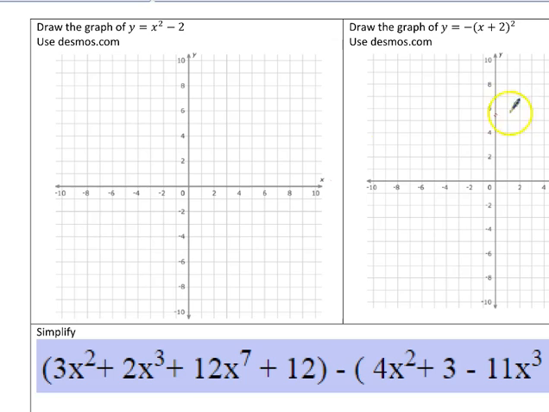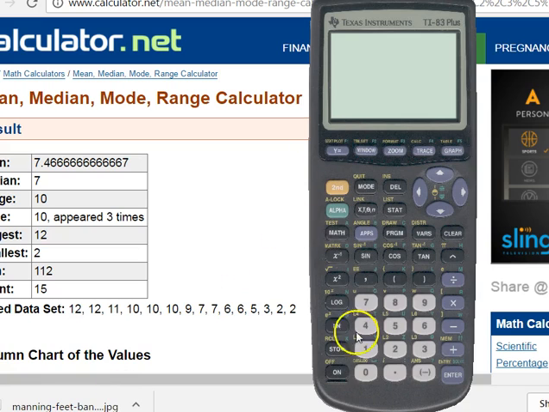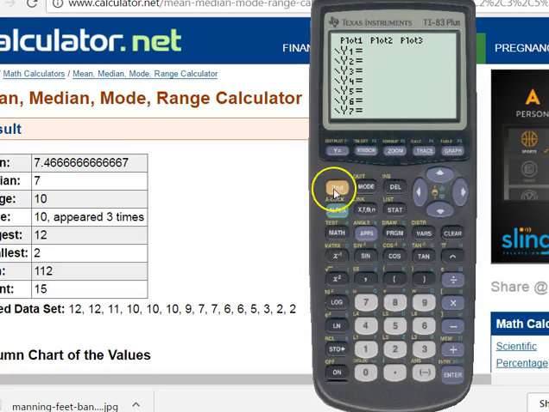Next graphs. Draw the graph of x squared minus 2. Use Desmos.com. I'm actually not going to use Desmos. Let's use the graphing calculator just to make sure, because you can't use Desmos when it comes to the final. So what was the graph again? X squared minus 2. So I push y equals, and then I'm going to push x squared minus 2 and graph it.